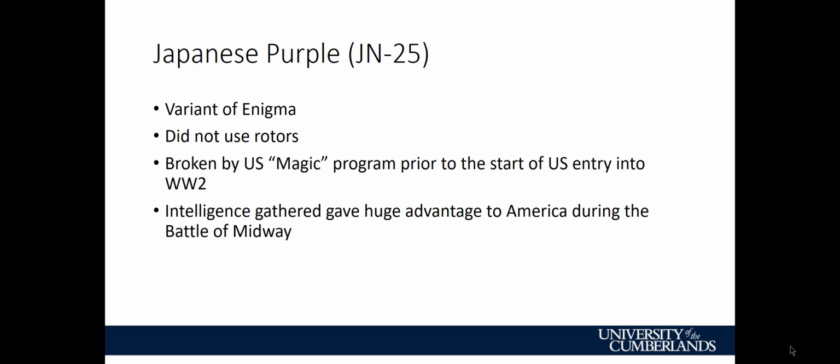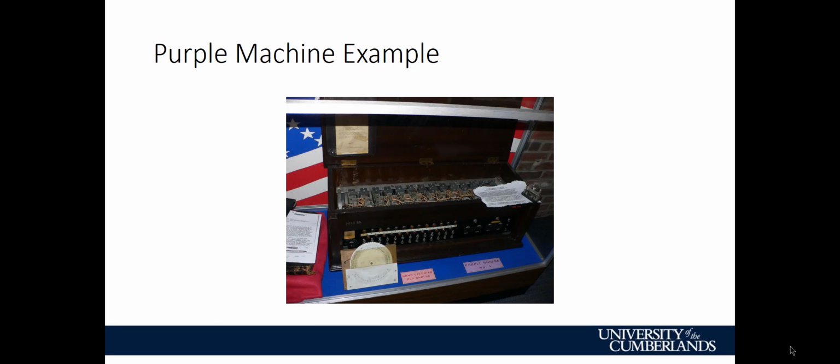So it's important to note that yes, they used JN-25, their knowledge of this, and were able to break it, and they were able to know the strength, the size, the general direction, and exactly how they were going to work against the Americans. Still, Admiral Chester Nimitz's forces were very strong and were able to overcome the Japanese at that point. So here's the machine.